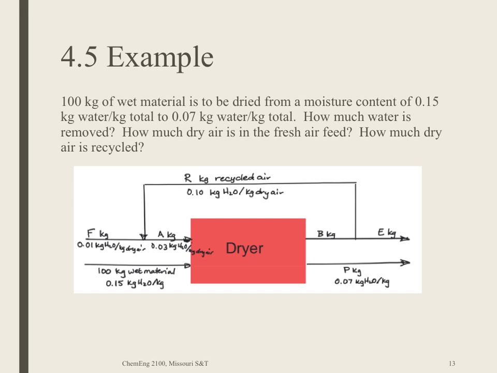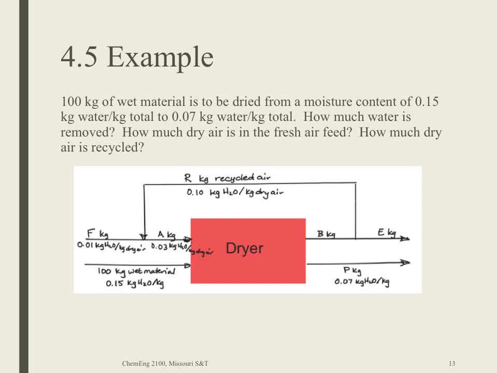Coming into the dryer, well, we'll mix this fresh feed with some recycled air and then send to the dryer A kilograms of air, which will contain 0.03 kilograms of water per kilogram of dry air. Now the dryer is going to remove some of the water from the material, so it will come out with less moisture content in the solid material P, but that will mean more water content in the air B. This is going to be split so that some of it will actually leave the dryer in stream E, and some of it will be recycled back in stream R.